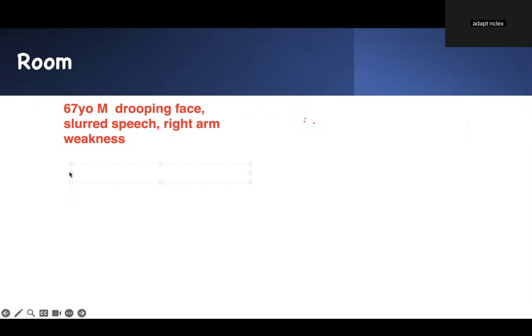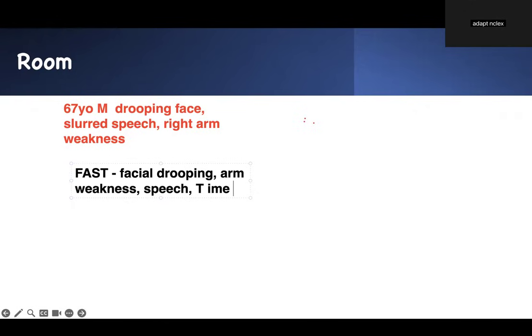Patient is telling you, act fast. And what is that? I have facial drooping, you should act fast. I have arm weakness, you should act fast. I have speech problem, you should act fast. And what is the problem? The T, time. My time limit, 4.5 hours. This is a stroke patient, and the patient has 4.5 hours in order to get life-saving medication.